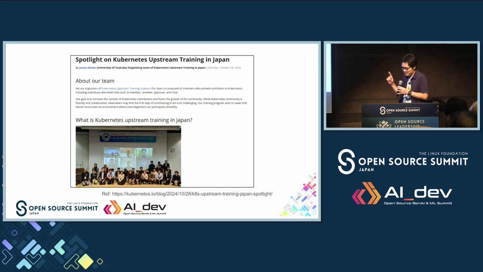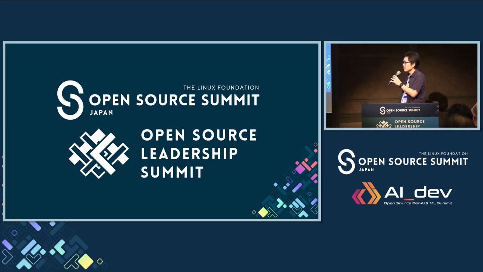And this page is the last page from me. Yesterday, on Kubernetes.io, the official page of Kubernetes, a Japanese member posted a blog about the Kubernetes Upstream training in Japan. So anyone interested in these trainings, please check these pages, kubernetes.io/blog. Currently, the top article is this one, so you can read this article. So okay, that's all from me.